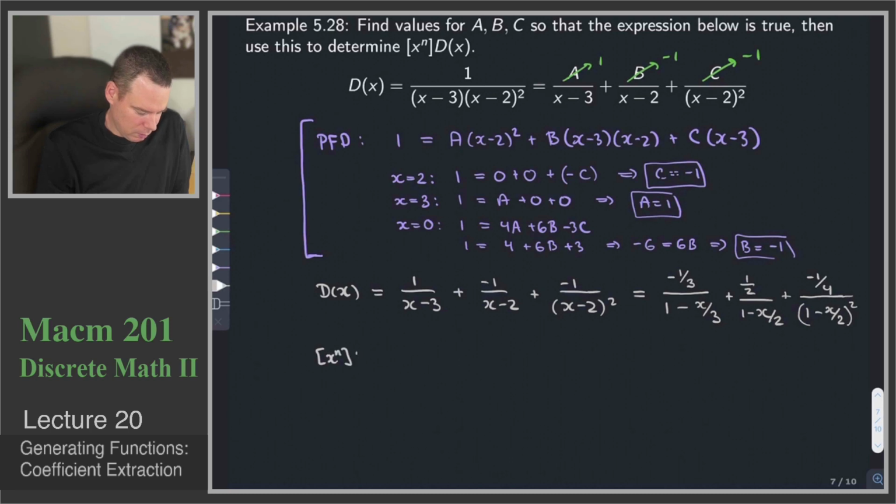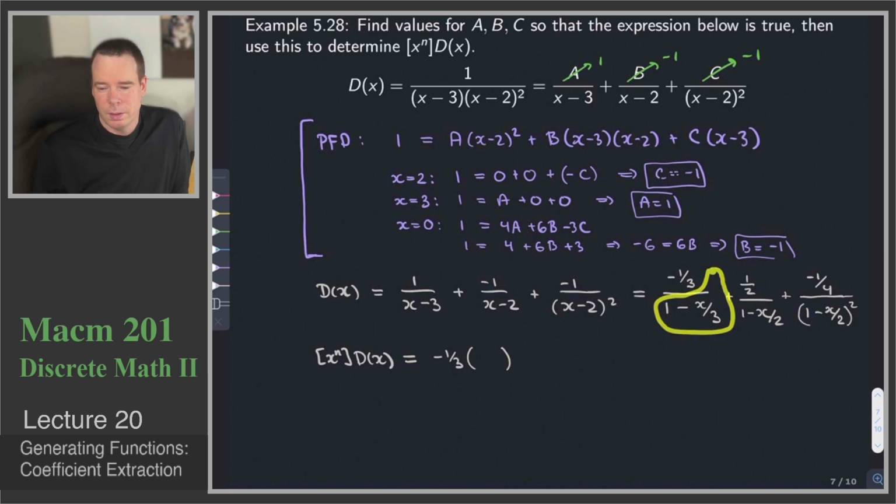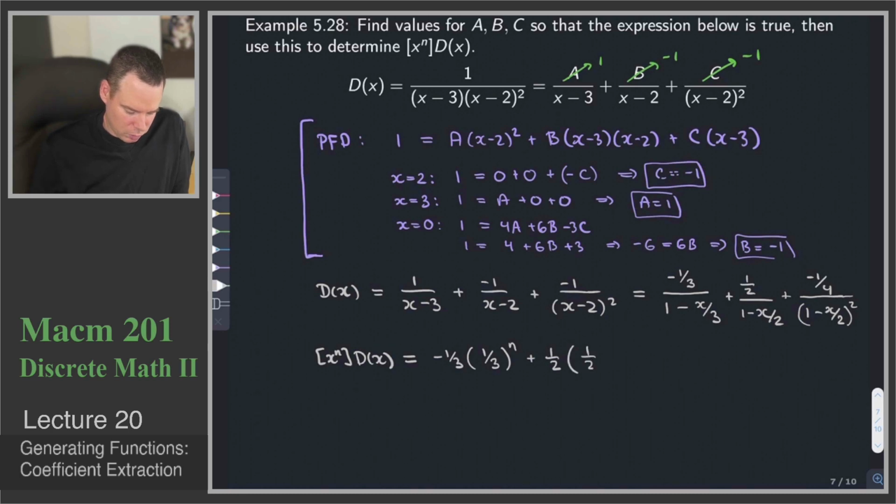x to the n, d of x. What is our nth coefficient? Well, for the first one, it's -1/3 times. And what is our coefficient of x to the n for this rational function, 1 over 1 minus x over 3? Well, through substitution, that would be a 1/3 to the n. And then for the next one, I get a 1/2. And then the coefficient of x to the n is a 1/2 to the n.